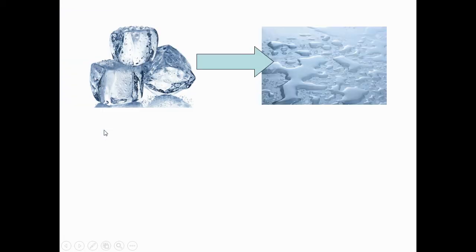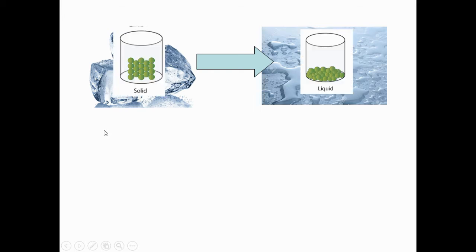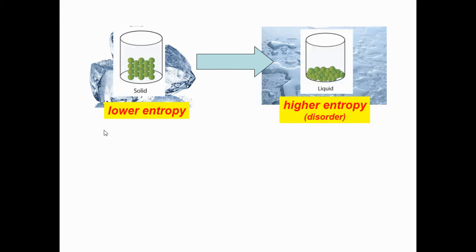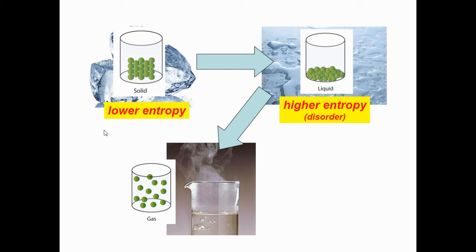We can even think of phases in terms of entropy. Imagine ice cubes melting into water. Those particles start out more organized, end up a little less organized, so they move from lower entropy to higher entropy. Remember, higher entropy means more disorder. If we turn that water into steam, it's got even more disorder. Those particles are moving around more, they're more disorganized than the liquid.